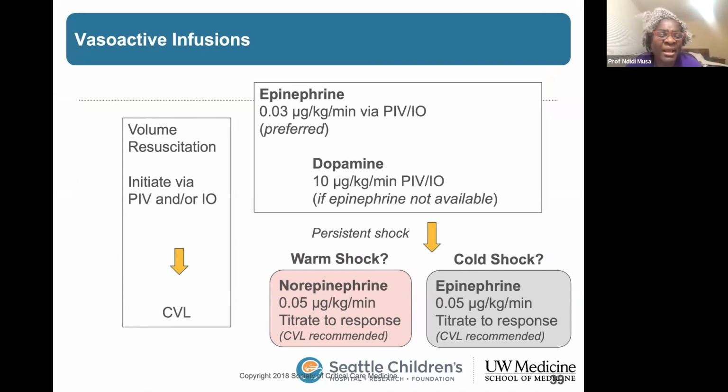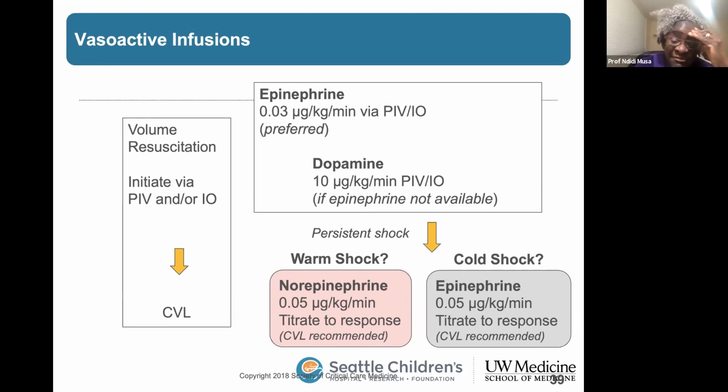Just to mention again, volume resuscitation if the patient is in hypovolemic shock or septic shock. If they're in cardiogenic shock, you want to be careful with volume resuscitation because the heart is already full. Now, if you cannot get a PIV within a few minutes of the patient's arrival, then you should go for an IO, an intraosseous, because it is effective, it's quick and easy to put in, and it's very effective in resuscitation.